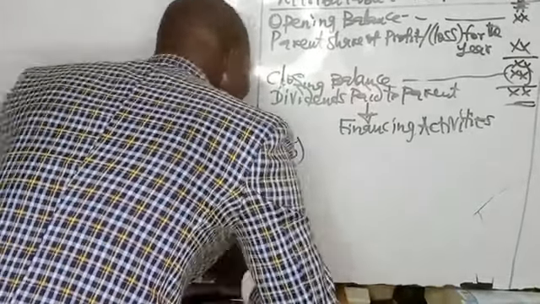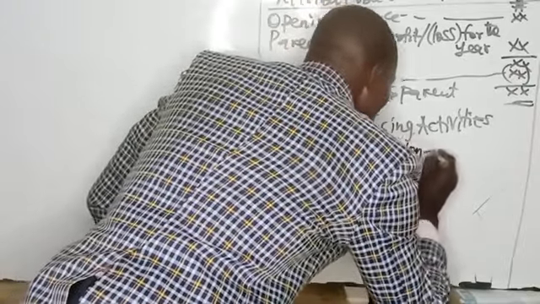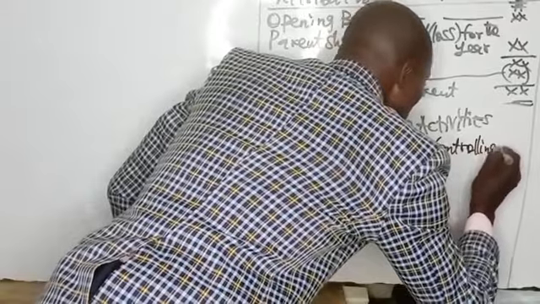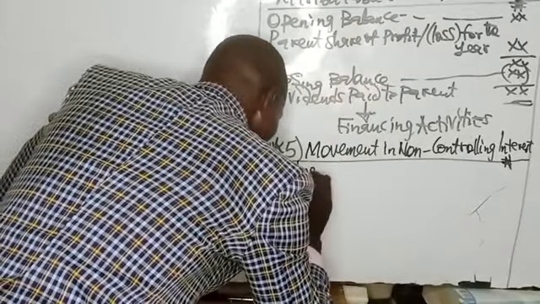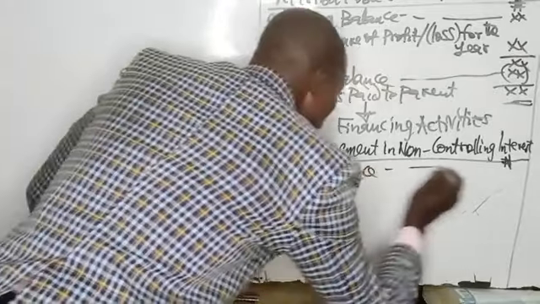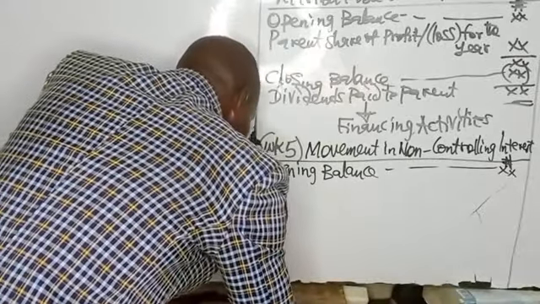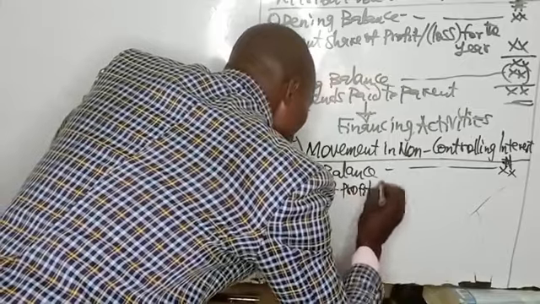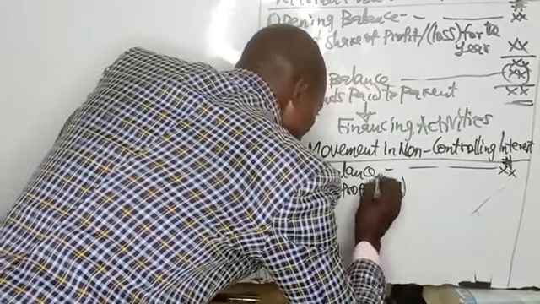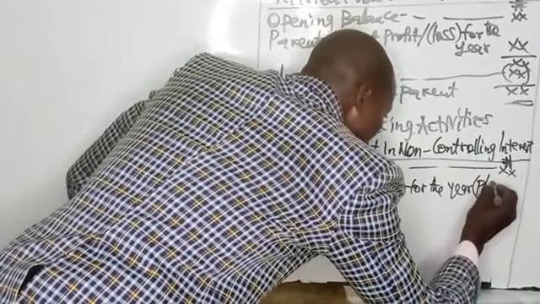We have movement in non-controlling interest. Then you start with the opening balance, which will be found in the equity section of the statement of financial position. Then you go to the statement of profit or loss. You have the NCI share of profit or loss, minus in the case of loss, for the year. This amount will be obtained from the statement of profit or loss.